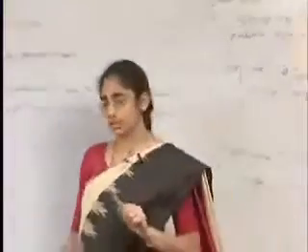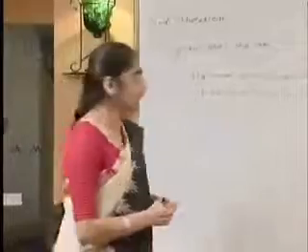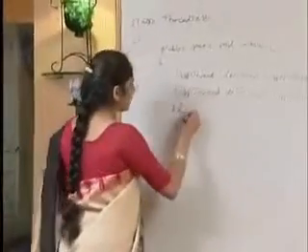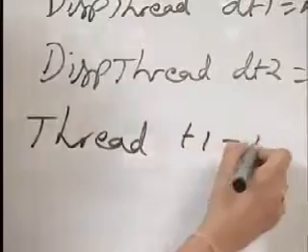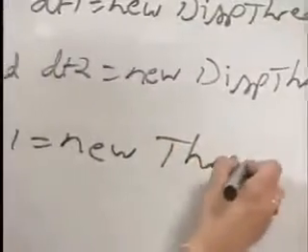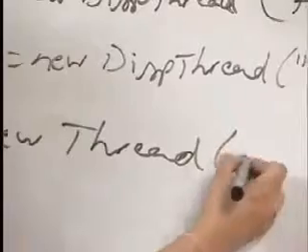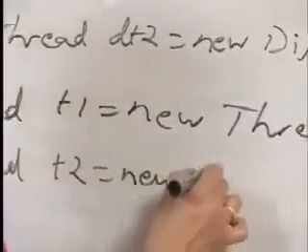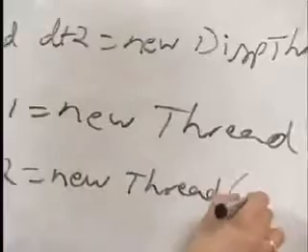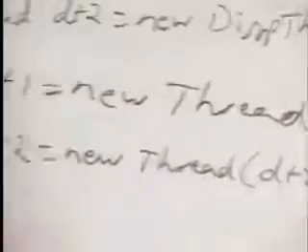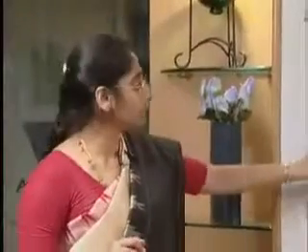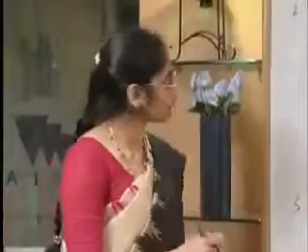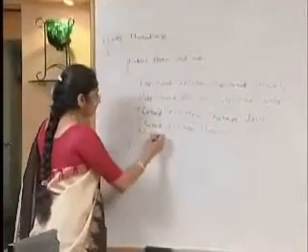You don't have a thread object. You need to create a thread object. So create the thread object. Thread t1 is equal to new Thread, pass the runnable object to it, dt1, and dt2, 2 different runnable objects, because we want to have 2 different messages for each of the threads. Call the start on the thread.